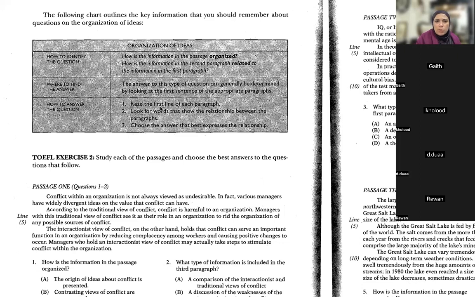How to answer the question? كيف بجاوب على السؤال? Read the first line of each paragraph. شايفين؟ لازم نقرأ كل سطر أو كل جملة بكل فقرة. Look for words that show the relationship. بندور على كلمات تبين العلاقة, okay, between the paragraphs. Choose the answer. وطبعا وبعدها بنجاوب على السؤال اللي بيبين العلاقة بيناتهم.